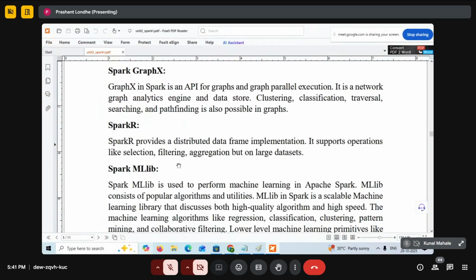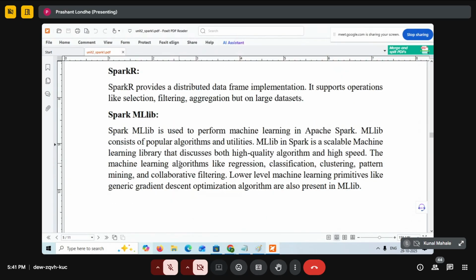Then GraphX. This is just like the API for graph or graph-parallel execution. So it gives you network visualization and other kinds of operations like clustering, classification, traversal, searching, and pathfinding, which will be done over here. The statistical operations are supported by SparkR. SparkR provides a distributed data frame implementation which supports statistical operations like selection, filtering, and aggregation on large data sets.